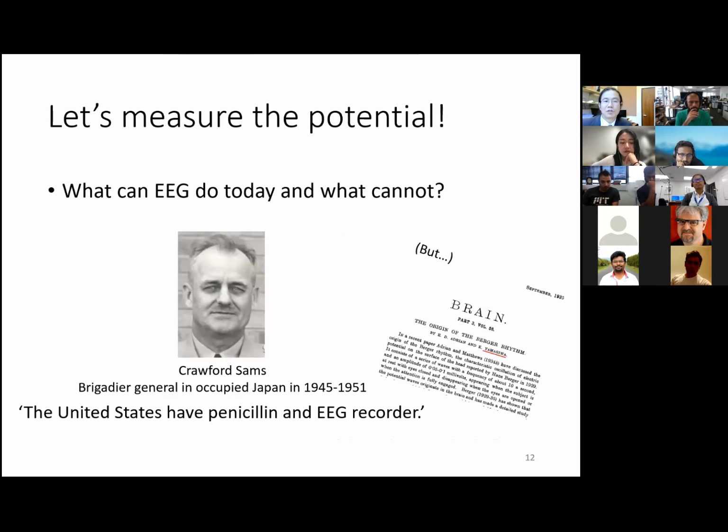Okay, now when we talk about the potential of EEG today, that's equivalent to asking what EEG can do today. Back in the 1940s, Crawford Sams was a brigadier general in occupied Japan. So Japan lost the war against the US. And this was the guy who came to occupied Japan as the head of the health science section. And he proudly said, the United States has penicillin and the EEG recorder. So he was so proud of the EEG science of the time.